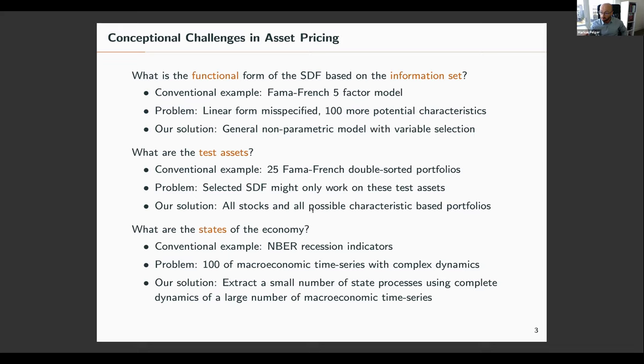So what we are doing in this paper, we have a very general framework that allows us to estimate what is the functional form. It doesn't need to be linear. And we can also make statements about what are the relevant variables to span the SDF.